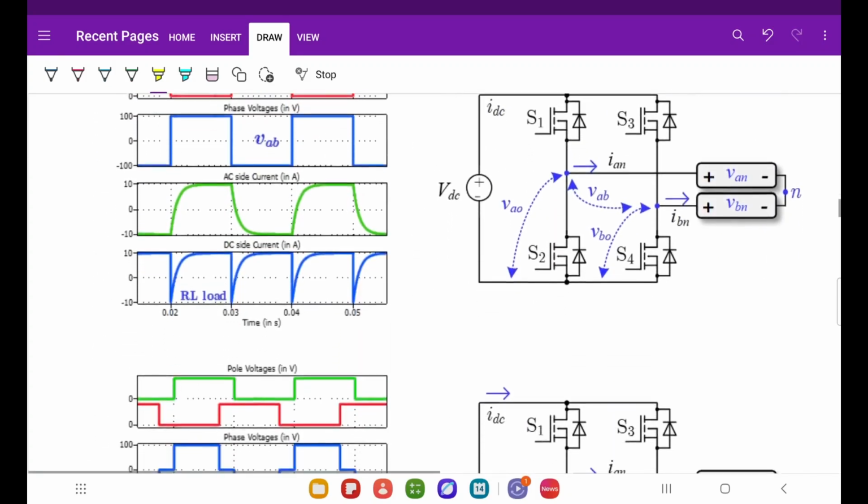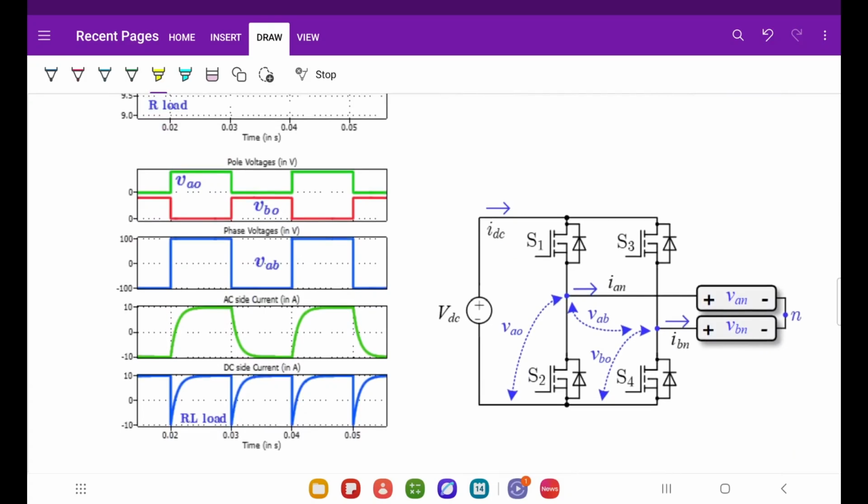Now let me go back to the current. Let's say there is some RL load. So this is an RL load, which means this is R, and from here to here there is some L. Instead of this part, this is the RL load. So the current will be like this. When you apply plus 100 it will rise, and when you apply minus 100 it will fall. So it will rise and fall like this.